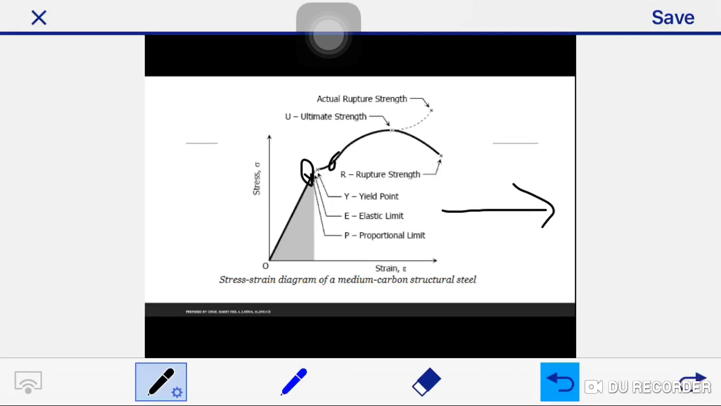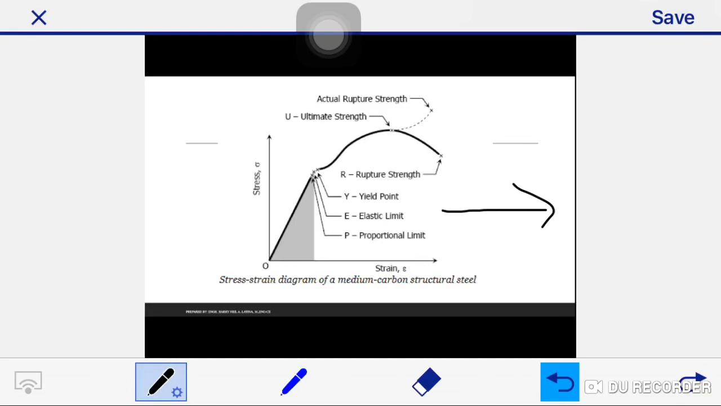Then, for the yield point. Yield point is the point at which the material will have an appreciable elongation or yielding without any increase in load. So, saan ba yield point natin? Ito yung ating yield point after the elastic limit.